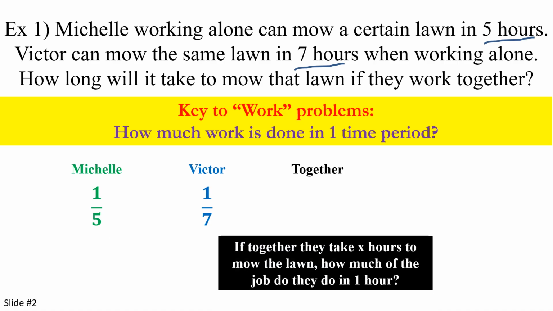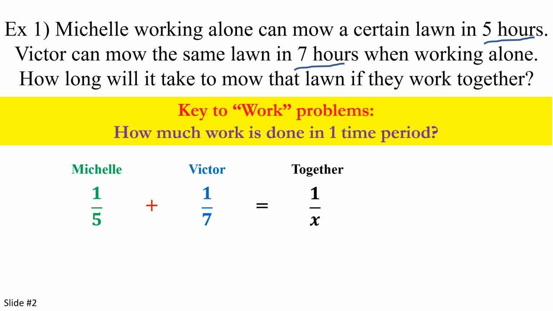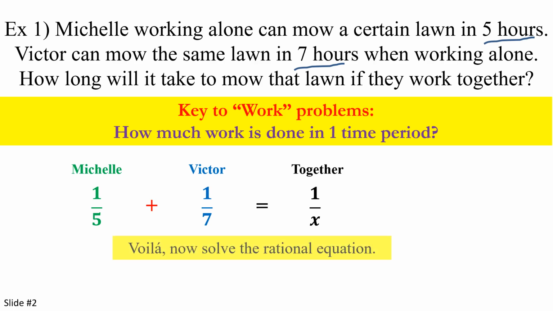And then together, it takes x hours. We don't know what it is. So how much of the job can they do in 1 hour? They can do 1 over x. Okay, well, Michelle and Victor are going to work together, so we're going to add their contributions to get the total. So there's our equation. Now all you have to do is solve the rational equation, which hopefully you know how to do. The setup's the hard part.